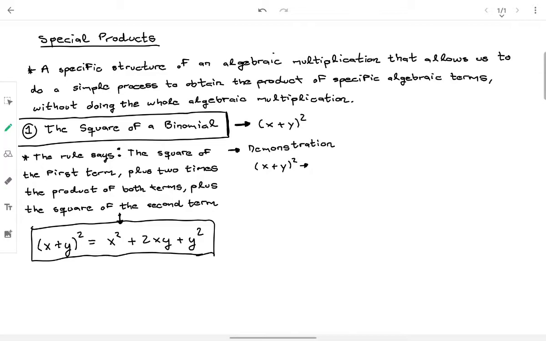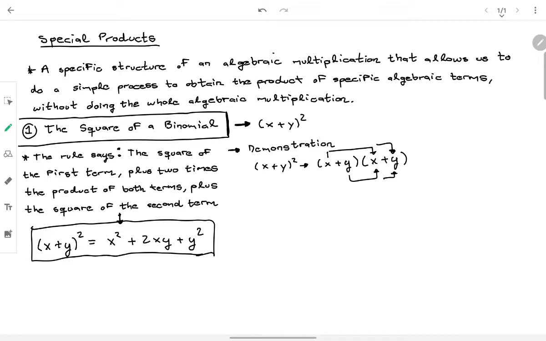Let's see why this rule is applicable. We will need to demonstrate this one. When we have a binomial squared, it's like having that binomial multiplied 2 times. So in this case, it's like having the multiplication between the first term that multiplies both of the terms in the next parenthesis and the second term multiplying both of the terms in the second parenthesis.